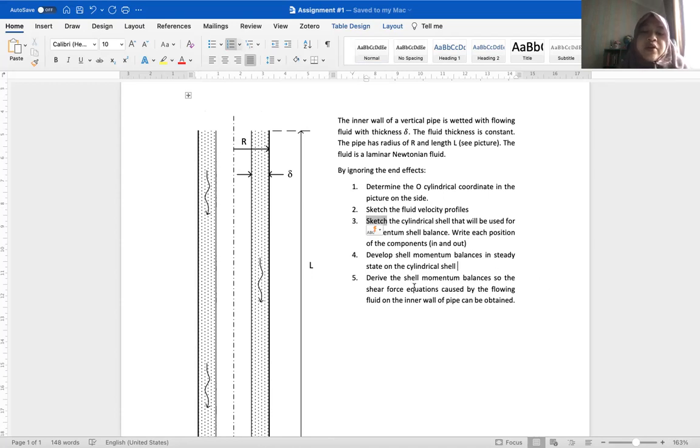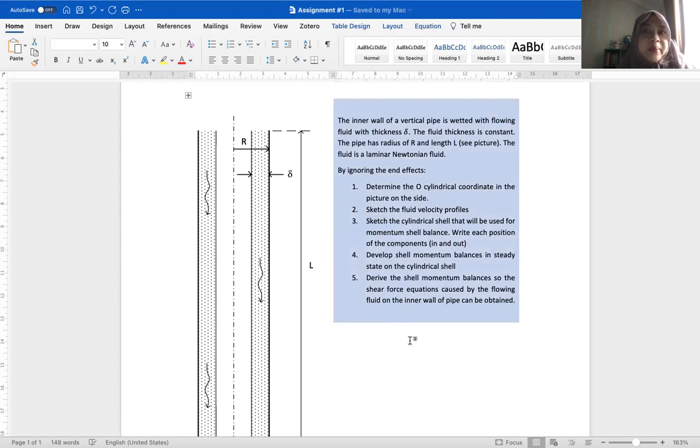So we have a shear force equation. We have to find the flux momentum and also find the shear force equation. I'm sure all of these steps should have been mentioned in my lecture previously. I have also given you my handouts and my sketch.